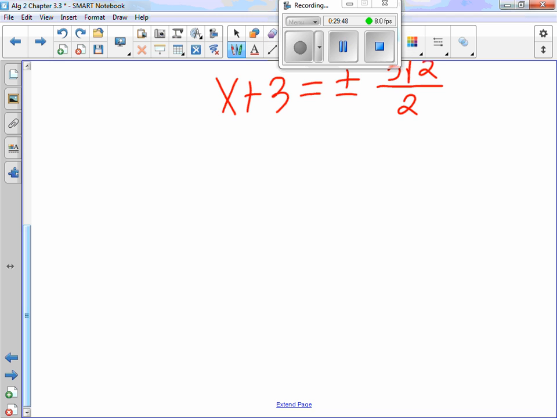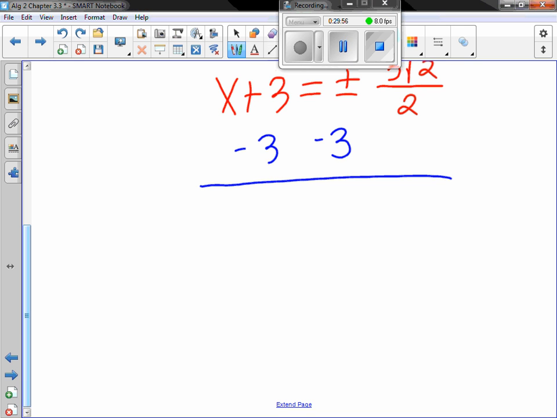Is x by itself? No. Because we have what? X plus 3, yes? So the last thing I have to do is I have to subtract 3 from both sides to get x by itself.